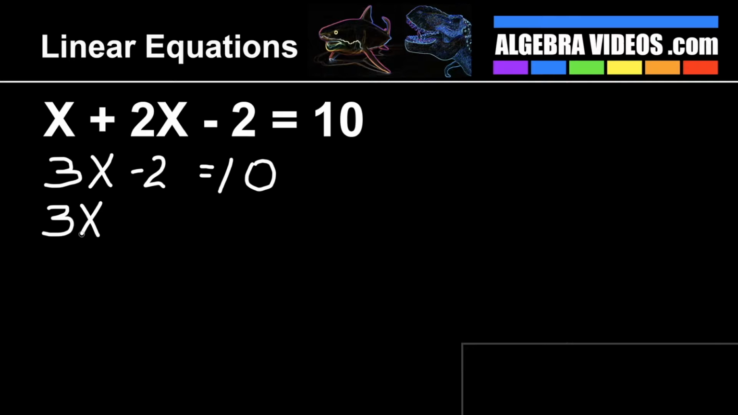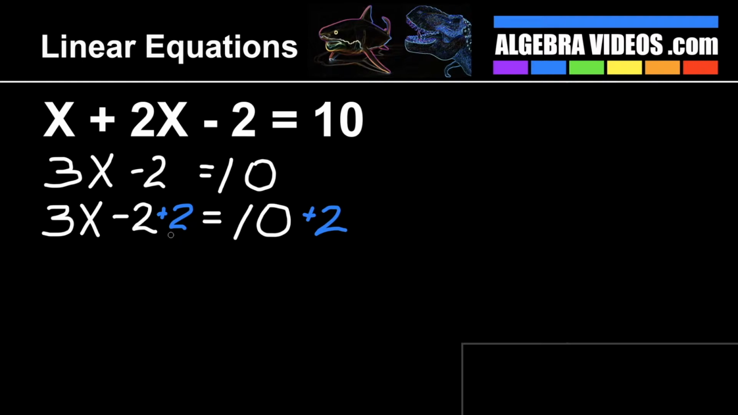3x minus 2 is equal to 10. All I did was rewrite the equation above. And now I'm going to get rid of this 2. I'm going to do that by adding 2 to both sides of the equation. I'm doing it in blue so that you see clearly what I'm doing. I'm adding 2 to both sides of the equation.